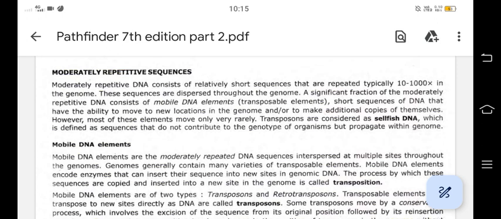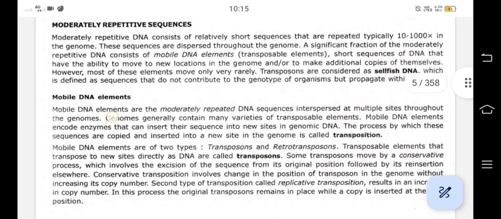Mobile DNA elements, or transposable elements, are short sequences of DNA that have the ability to move to new locations in the genome and/or to make additional copies of themselves. However, most of these elements move only very rarely. Transposons are considered selfish DNA, which is defined as sequences that do not contribute to the genotype of organisms but propagate within the genome.